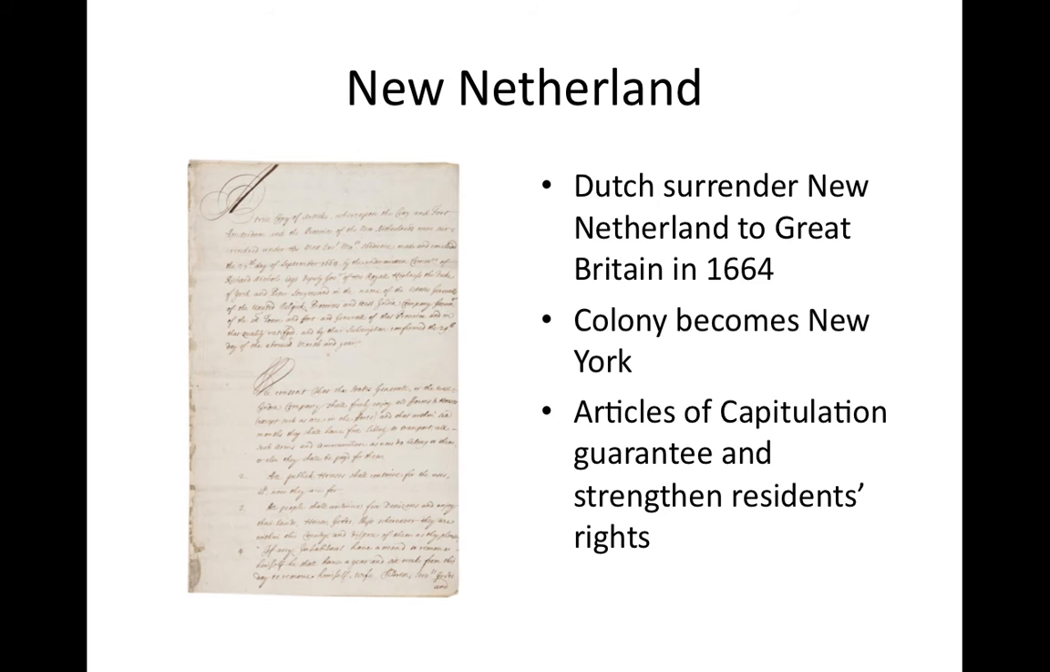Great Britain was growing in its power in North America, and by 1664 it had enough power to force the Dutch to surrender New Netherland to Great Britain, to the British Crown. The colony became New York when it changed hands. The city of New Amsterdam was renamed New York City, but the people who lived in New Netherland, as a condition of their surrender, would keep a lot of the rights that they had under the Dutch West India Company, and that includes religious freedom.